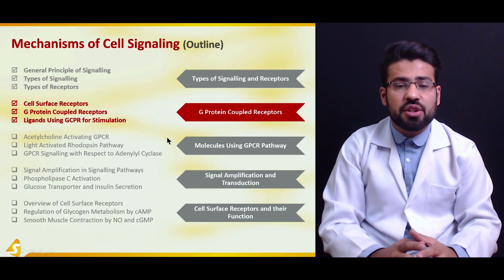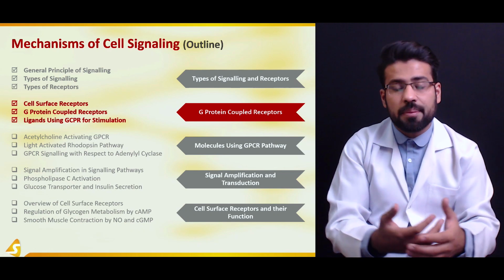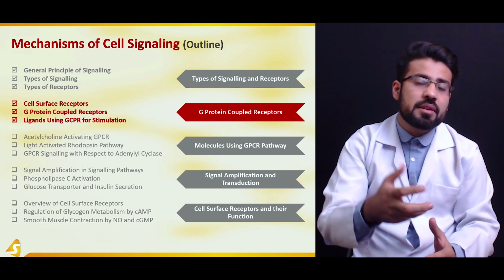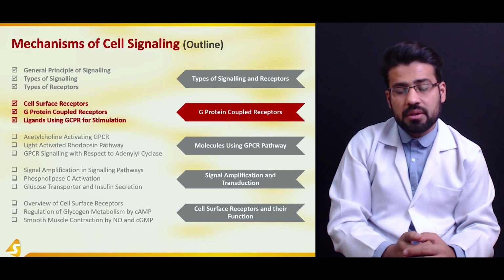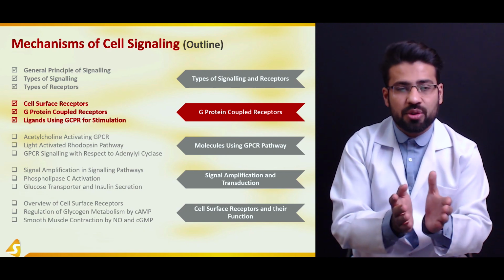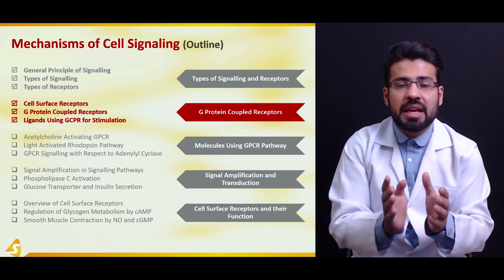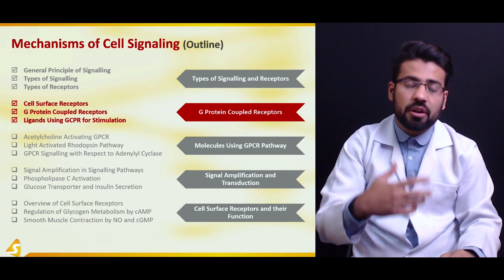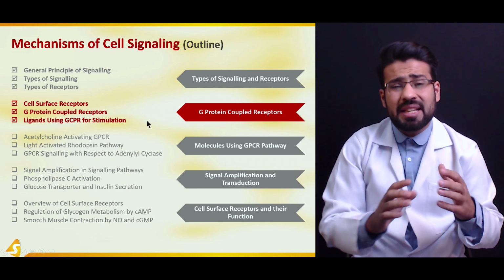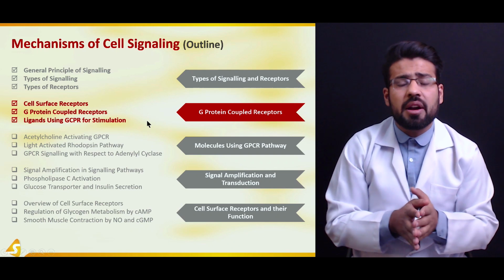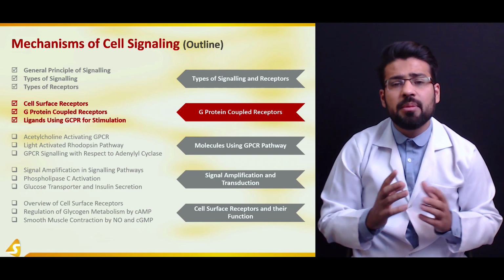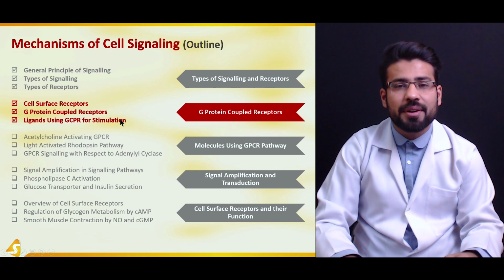So in this particular section, we discussed the cell surface receptors, and then we discussed the G protein-coupled receptors in specific, and we discussed the mechanisms through which the G protein-coupled receptors act. This was followed by the discussion of the ligands that basically use GPCR, G protein-coupled receptors, for the stimulation of the pathway. So that was all for this particular section.